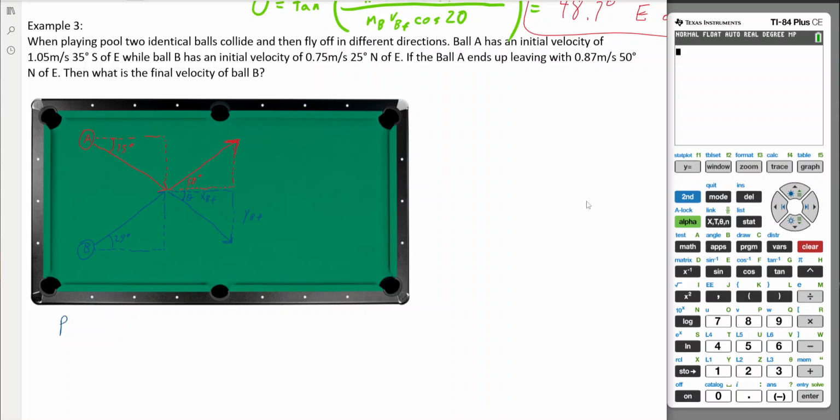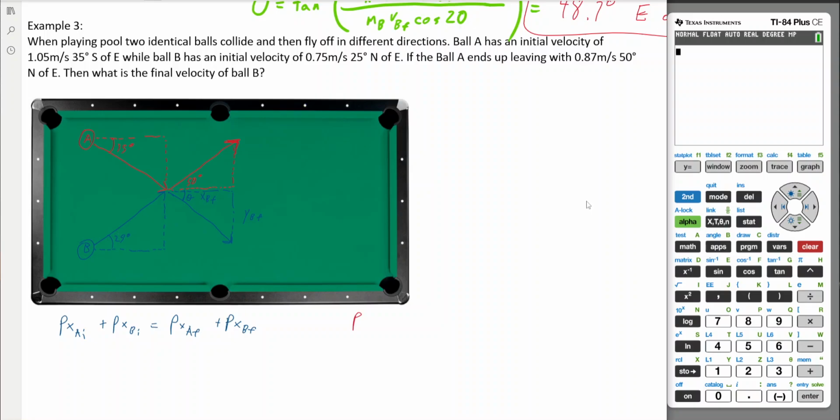So in the x direction, P_XAI plus P_XBI equals P_XAF plus P_XBF. So that's all the things in the x direction. There is an initial x with the A ball, an initial x with the B ball, and there's also a final x for the A and for the B. Okay, let's do the same thing again, but in the y direction.